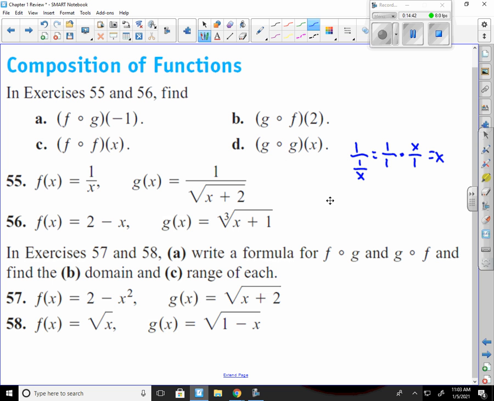If I'm looking at g of g, that's far worse. It's going to be 1 over the square root. And now everywhere I see an x plus 2, I do 1 over the square root of x plus 2, plus 2. I would accept this as an answer just because this one is horrendous. So that one wouldn't be too bad.